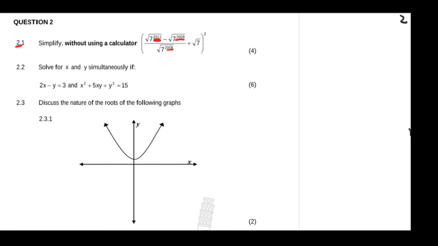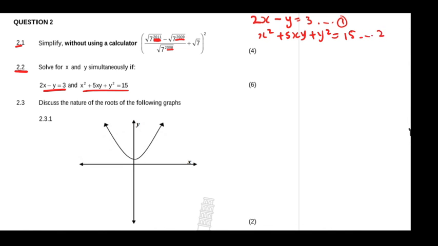and solve this simultaneous problem here of 2.2, solving for x and y. So this is our first equation, this is our second equation, so I'm going to write it down here. So it's 2x minus, let me write it properly. So it's 2x minus y is equal to 3, so we'll make it equation 1. And then x squared plus 5xy plus y squared equals to 15.